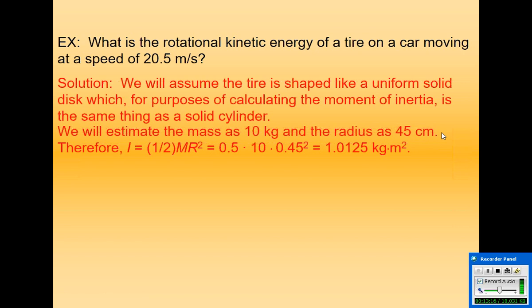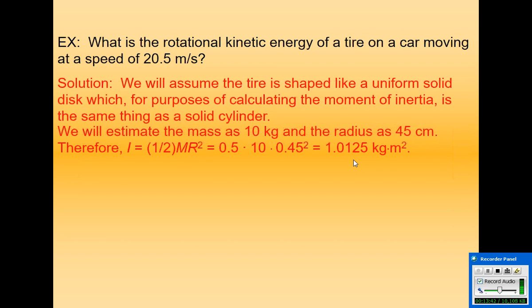Now, if this were a test question, I'd have to give you the mass and the radius. M is 10, R is 0.45 meters. We plug it in, and we get that the moment of inertia is 1.0125. Then it has these awkward units. Units of mass times units of distance squared. So kilograms times meters squared. We have the moment of inertia.